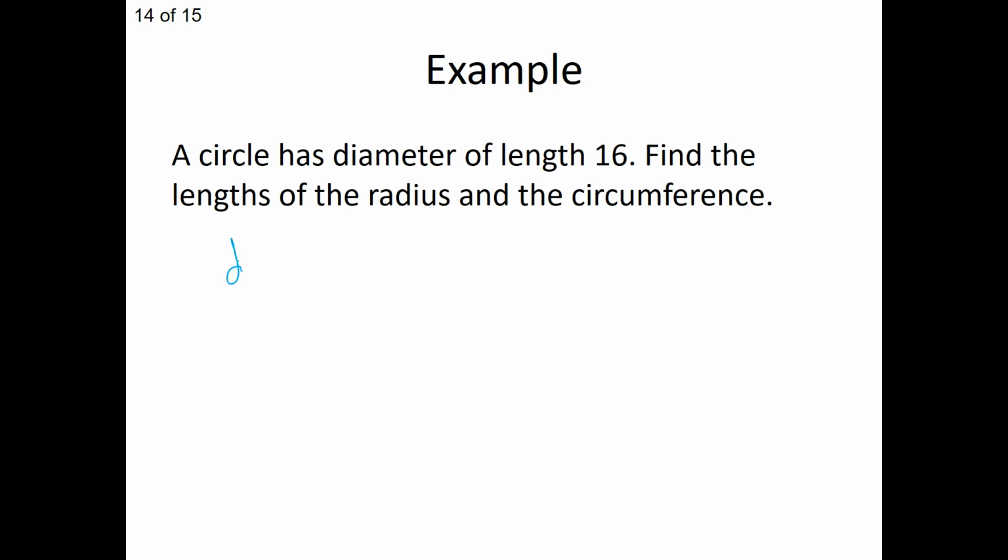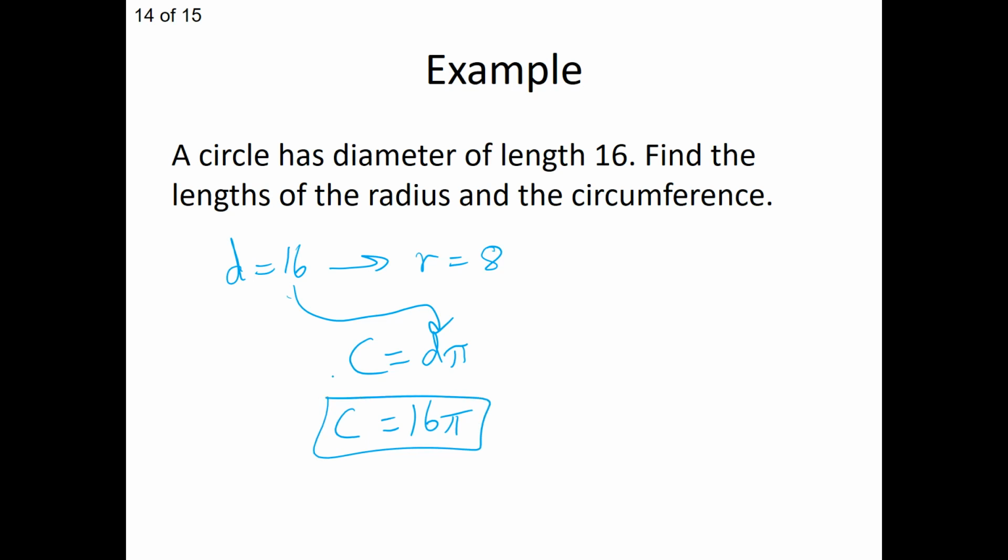So since our diameter starts off at 16, I need to work backward to figure out what our radius is. Well, our radius is then going to be half of the length of the diameter, and that means we have a radius length of 8. Now, either way, I can use either the diameter or the radius to find my circumference. I'm going to still go with the relationship that the diameter has with my circumference, just simply diameter times pi. So I take my diameter, pop it into my equation. We get 16 pi here, and that would then be our length of the circumference.